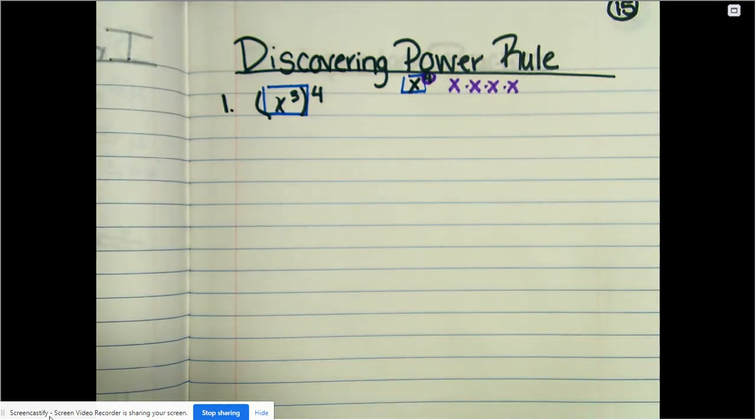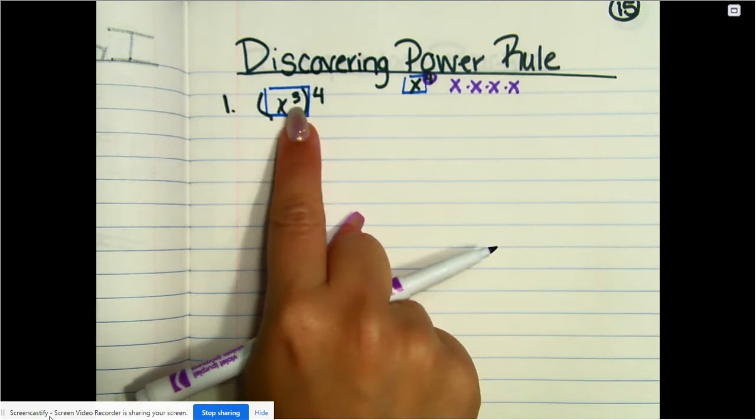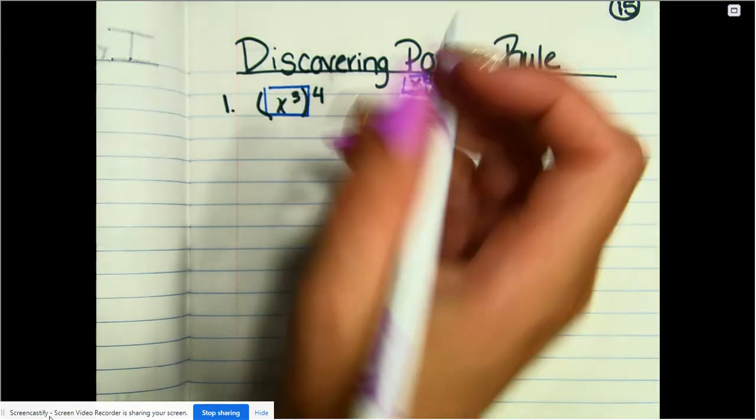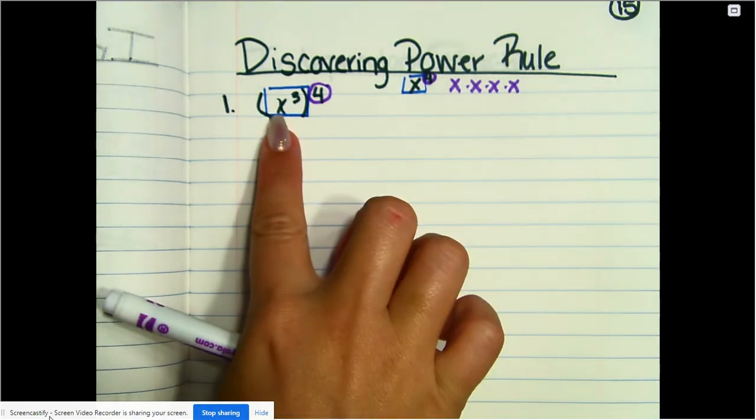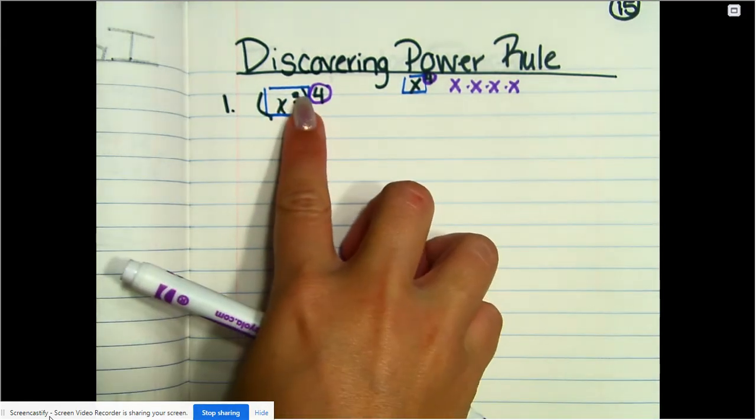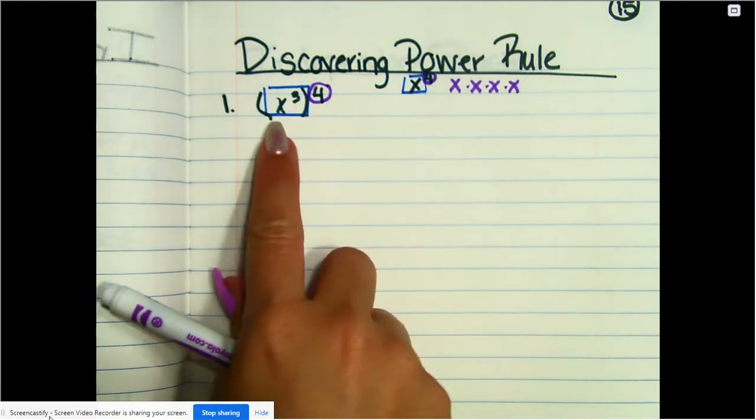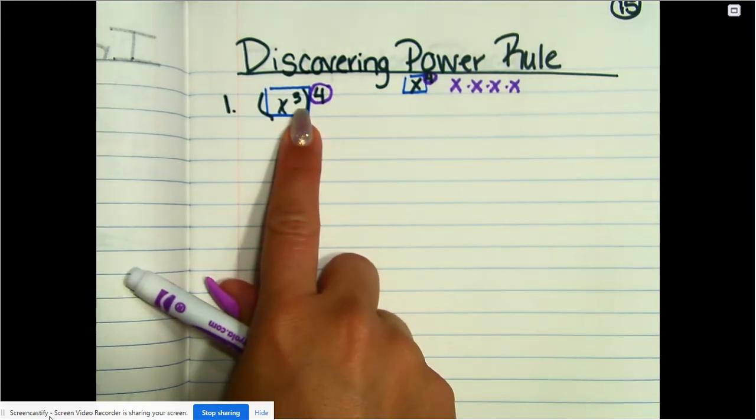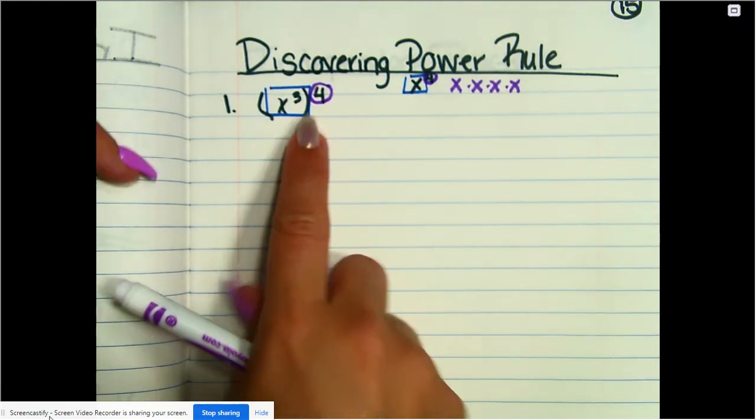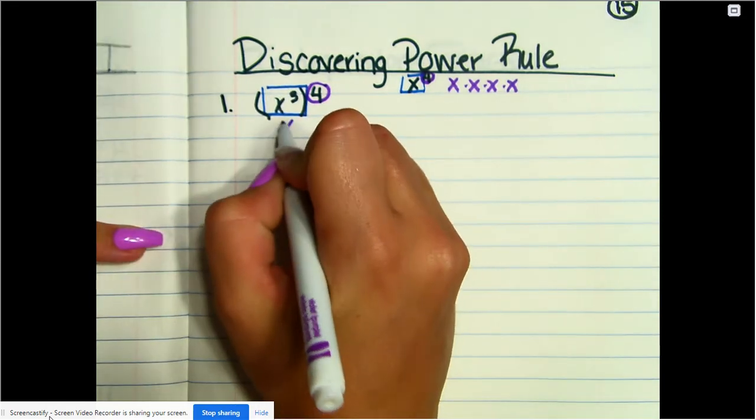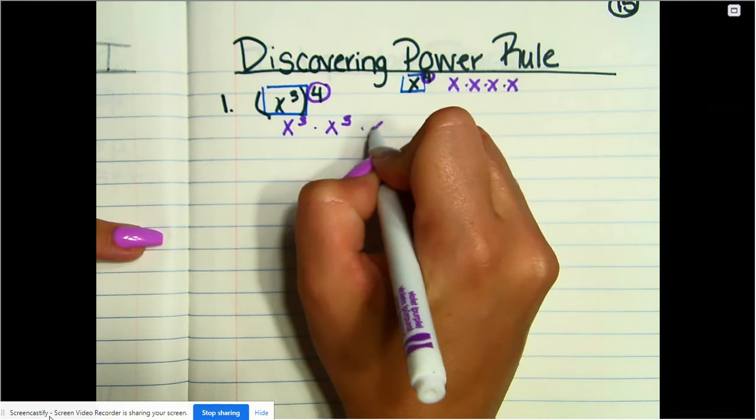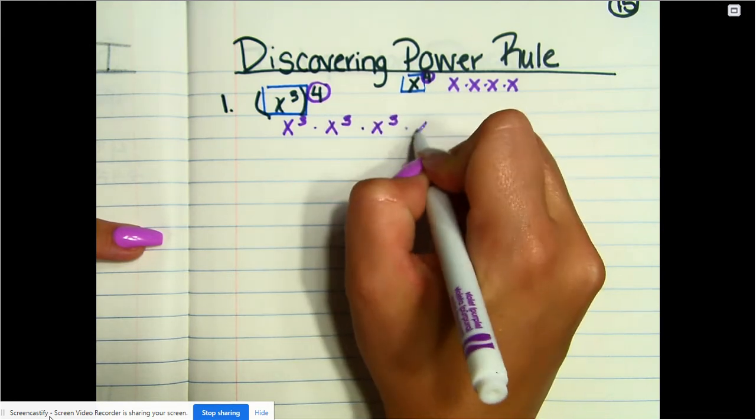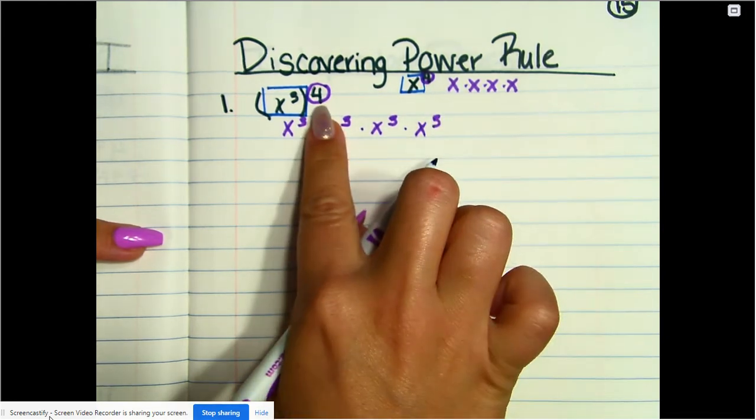Now we're taking it up just a little bit. So x to the third power is now your base. And 4 is still called an exponent. This is still a base. Your base just now has a power in it. So all this means is you are going to write x to the third power 4 times. So you're going to write x to the third times x to the third times x to the third times x to the third, 4 times.